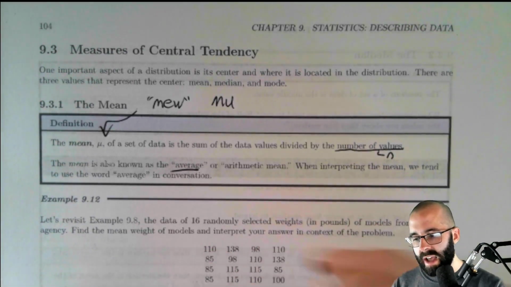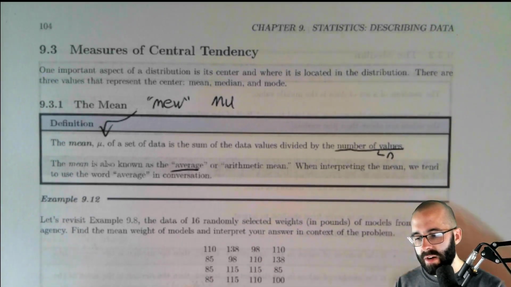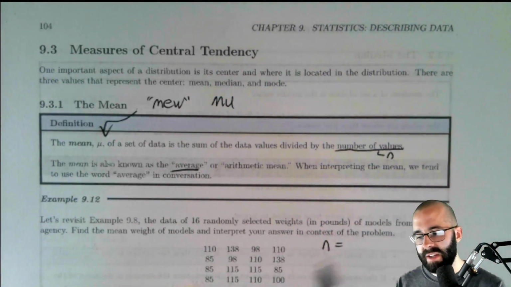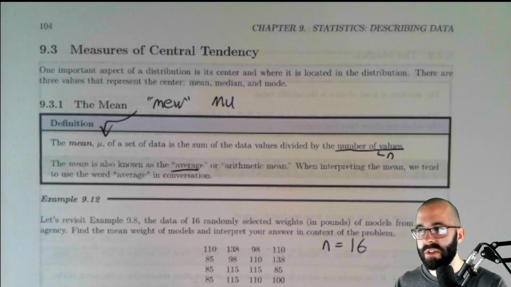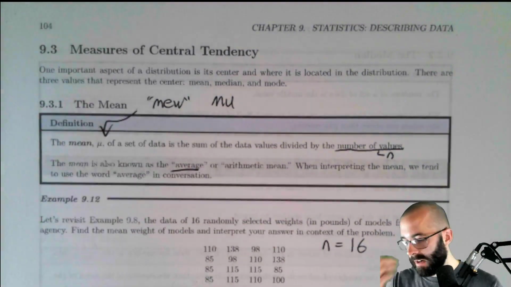Okay, so we just have to add up all these values and divide by how many there are. So n is how many data values there are. This is 4 by 4. 4 times 4 is 16. There are 16 data values here.